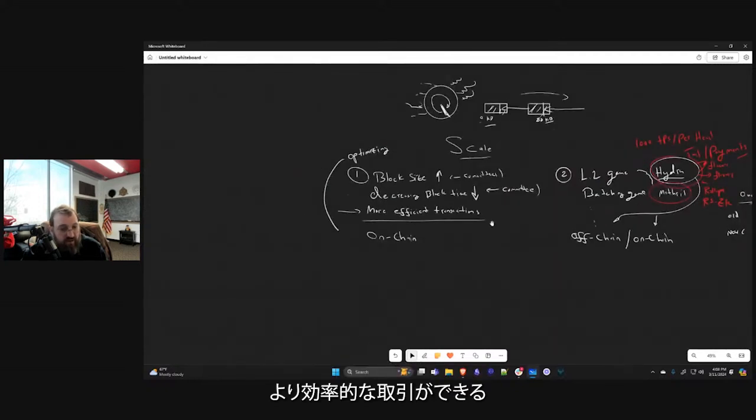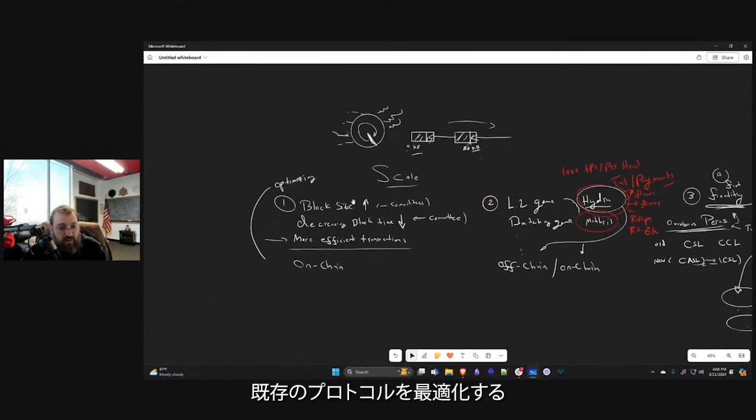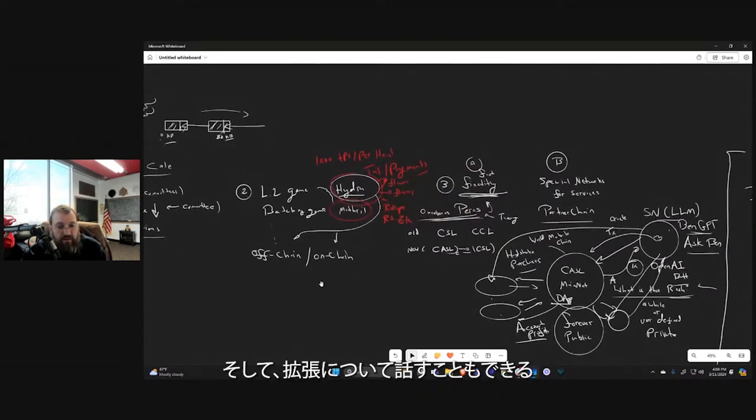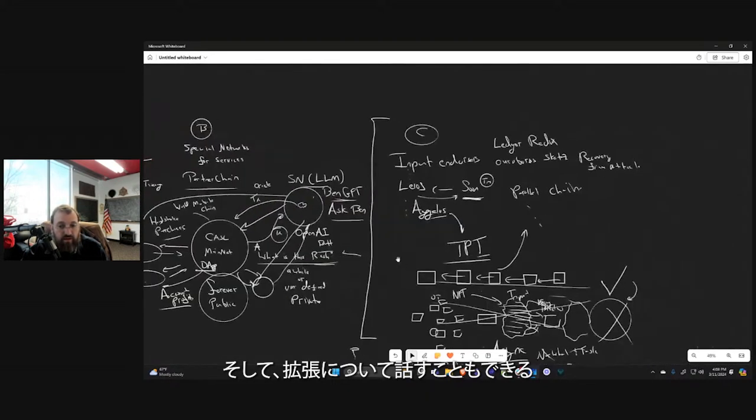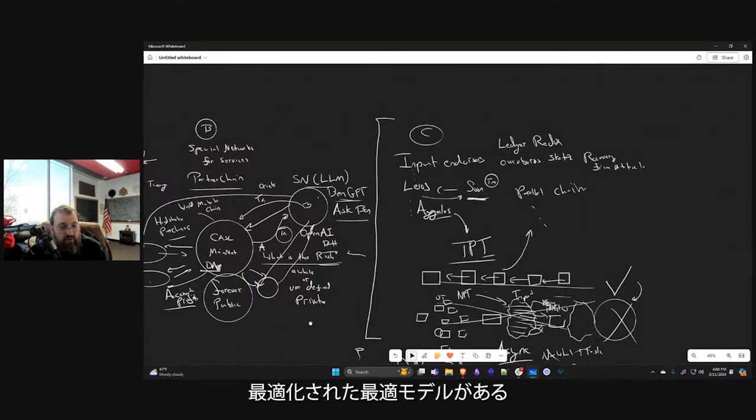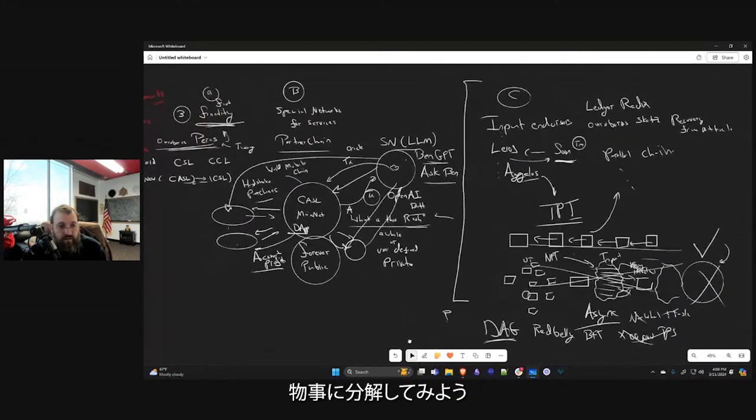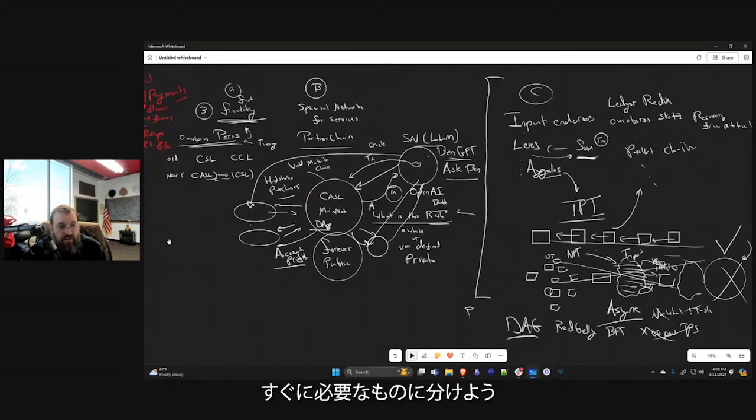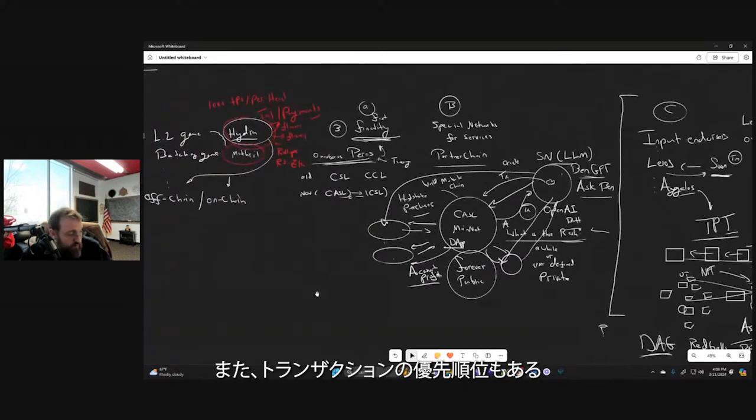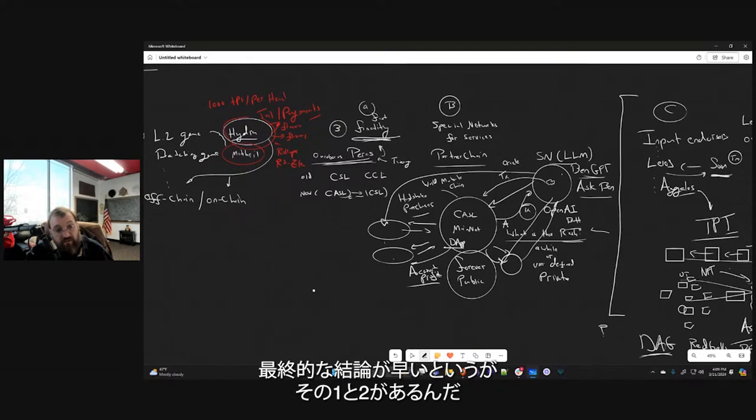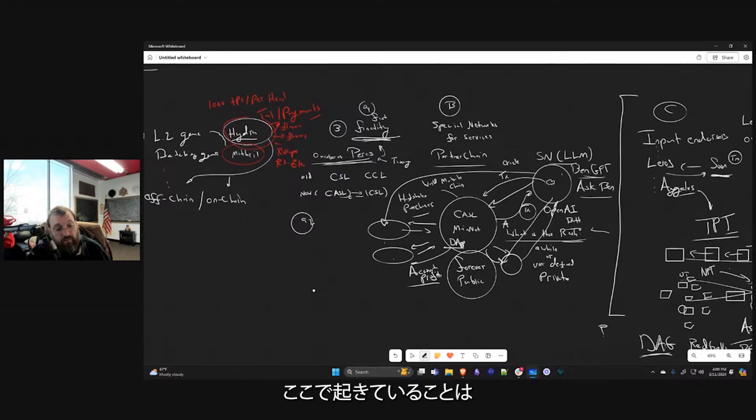So more efficient transactions. You talk about optimizations to the existing protocols. And then you can talk about extensions. And then you say, okay, once we have the most optimal model, let's start segregating things. We break it down into stuff that you need now and quickly. Also, there's transaction prioritization. That's kind of hidden, and when you talk about fast finality, there's part A1 and A2. And here you're also talking about things like tiered pricing.